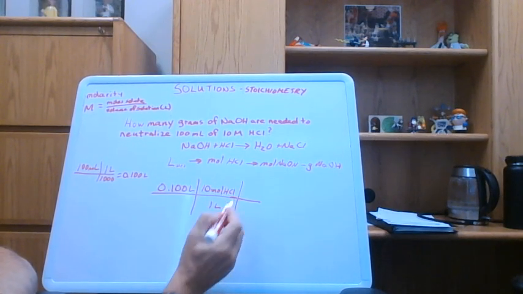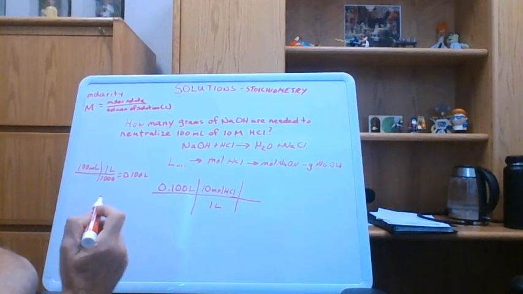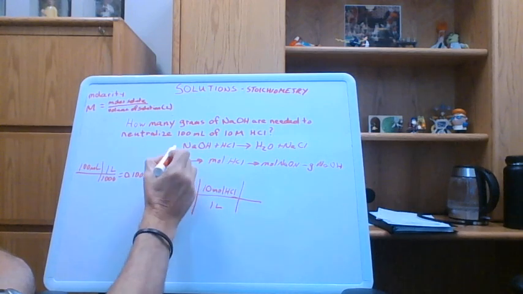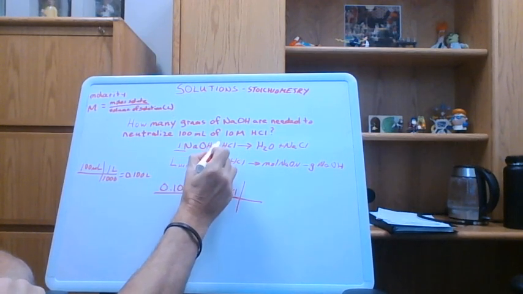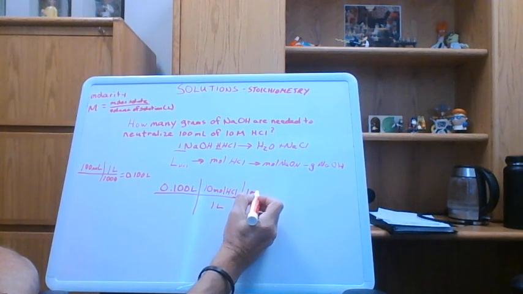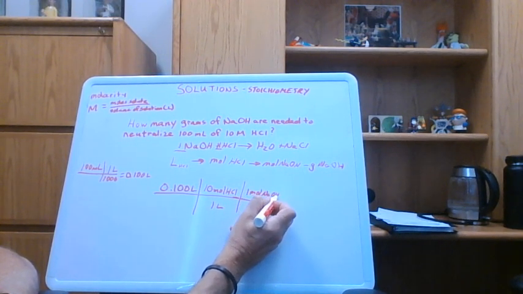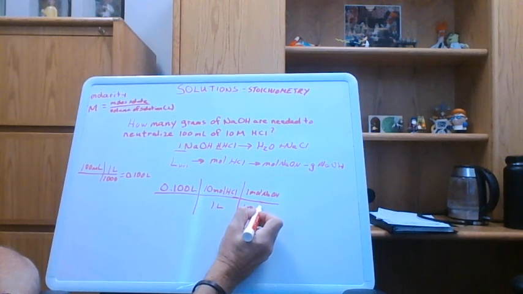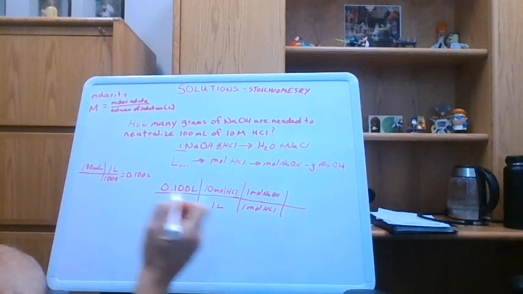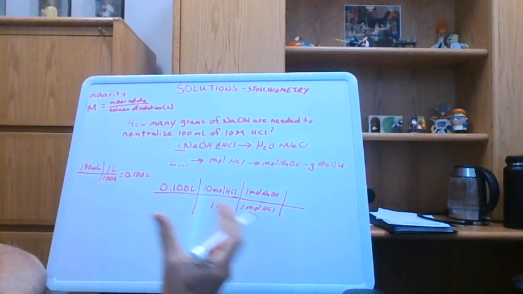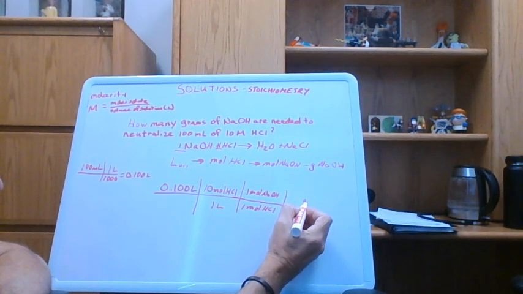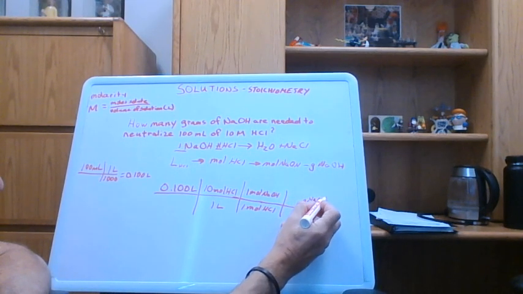Now we need to go from moles of hydrochloric acid to moles of sodium hydroxide. We use the coefficients from the balanced equation. So we have 1 sodium hydroxide for every 1 hydrochloric acid. So there's 1 mole of NaOH for every 1 mole of HCl. Right, in our last step, we want to go to grams of sodium hydroxide. So we need to know the relationship between grams of sodium hydroxide and moles. So we need to know how much a mole of sodium hydroxide weighs.